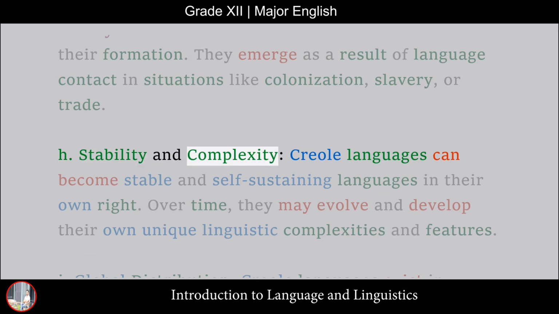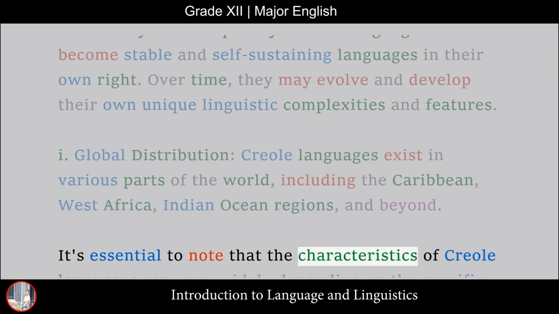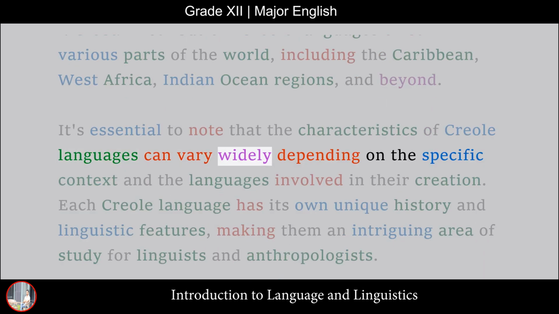H. Stability and complexity. Creole languages can become stable and self-sustaining languages in their own right. Over time, they may evolve and develop their own unique linguistic complexities and features. I. Global distribution. Creole languages exist in various parts of the world, including the Caribbean, West Africa, Indian Ocean regions, and beyond. It's essential to note that the characteristics of Creole languages can vary widely depending on the specific context and the languages involved in their creation.